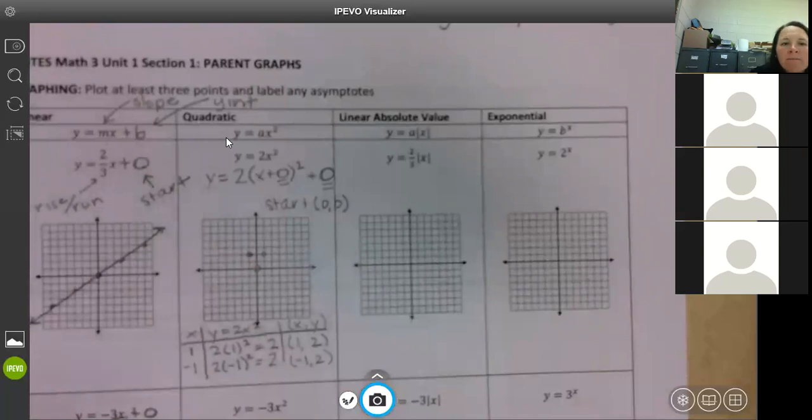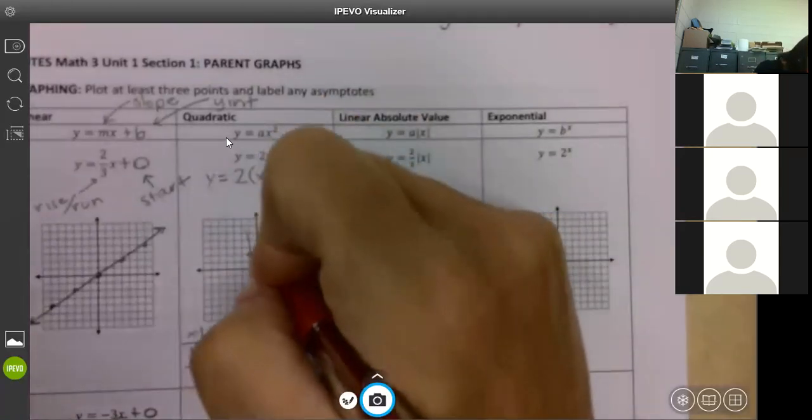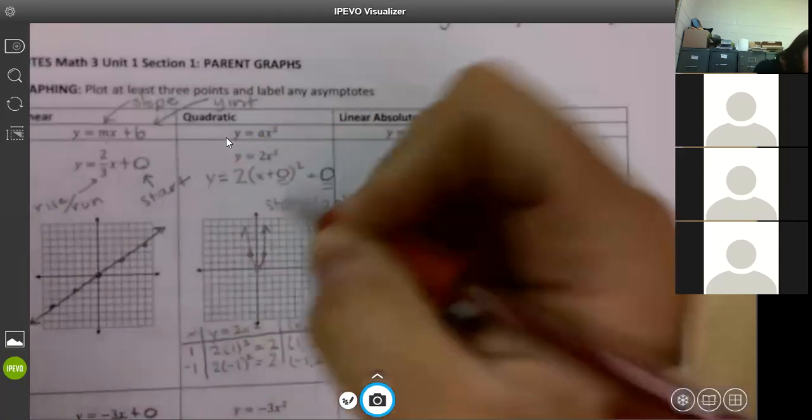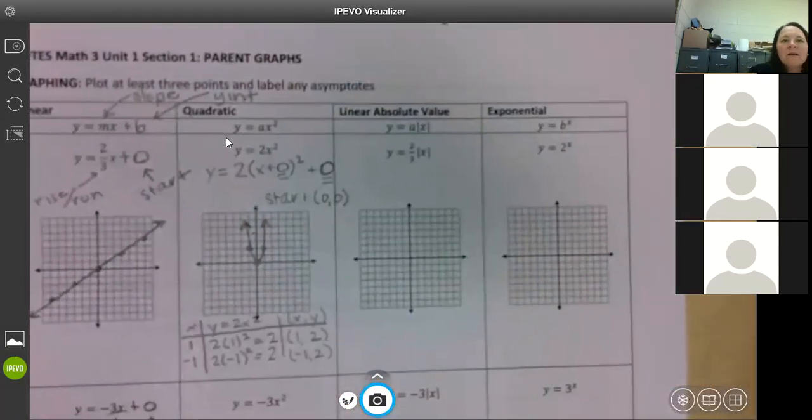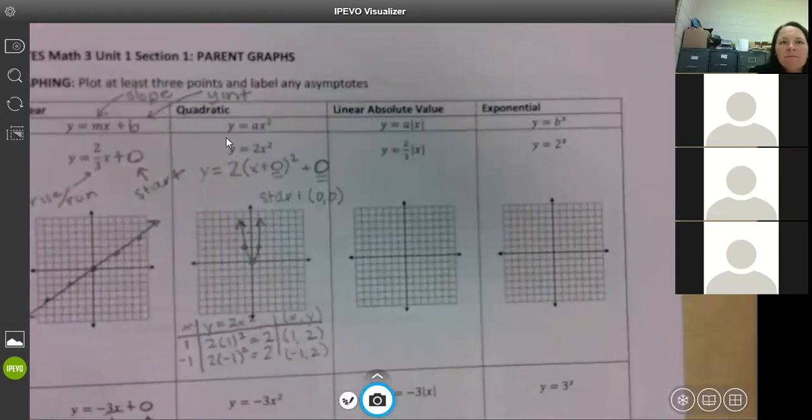What's our point minimum? How many do we have to have? 3. That's it. We're good with this. You know it's supposed to be U-shaped, so we're going to make it U-shaped and move on. Okay. Any questions on that one?